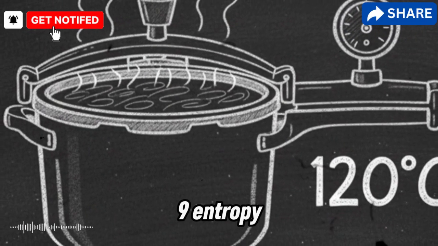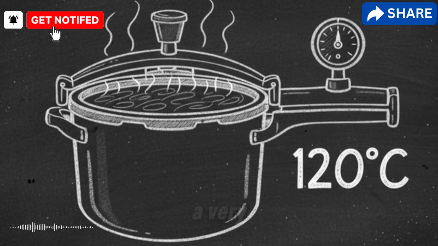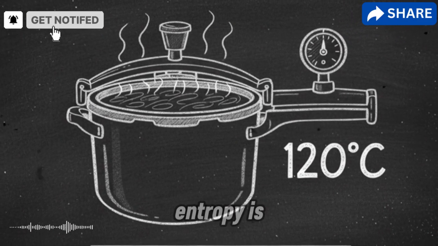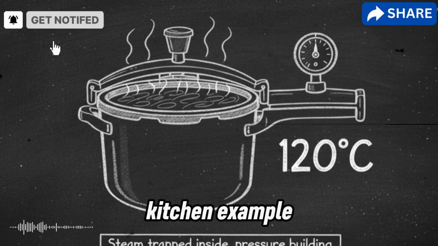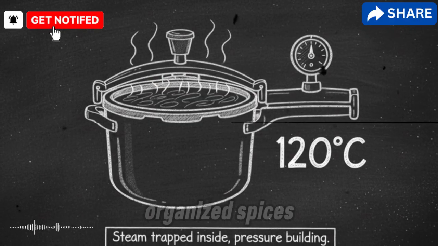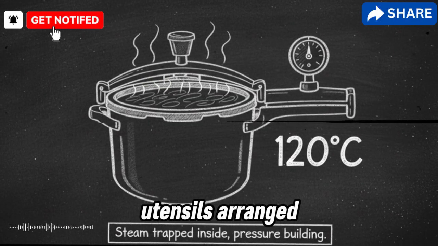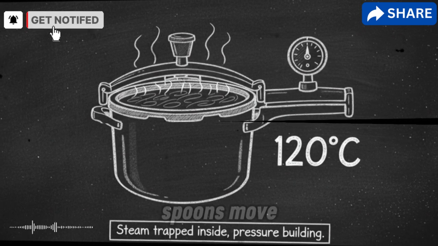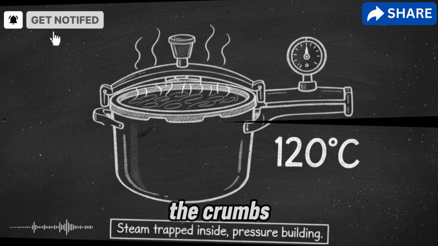9. Entropy. The universe likes messy kitchens. Now we come to a very famous idea in thermodynamics: entropy. Entropy is often described as disorder, but let me give you a kitchen example. Imagine a perfectly neat kitchen. Everything is organized, spices lined up, utensils arranged. Now start cooking. Within minutes, the flour spills, spoons move everywhere, the bowls pile up, the crumbs appear.